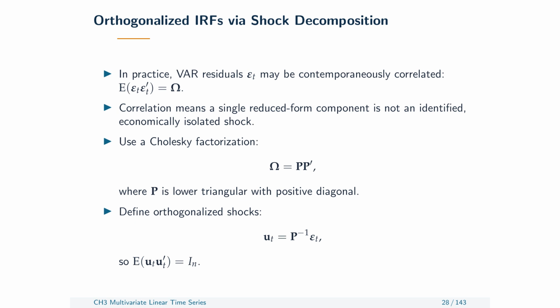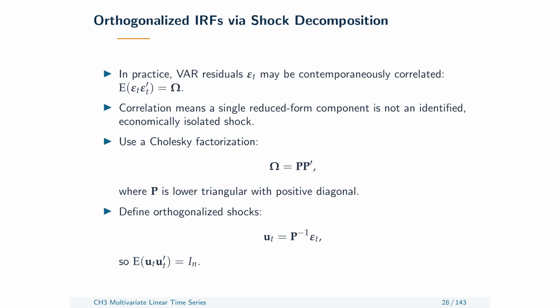Standardizing an innovation by its marginal standard deviation makes the size of shocks comparable across variables. It does not remove contemporaneous correlation. If two residual components move together on impact, changing one while holding the other fixed may not correspond to a feasible or economically interpretable event.